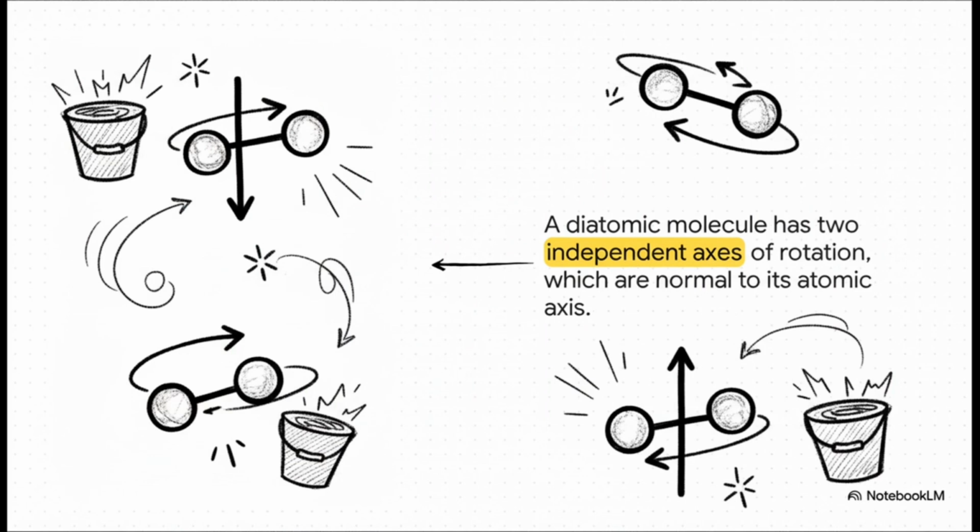And here you can see exactly what those 2 extra motions are. This 2-atom molecule can spin around a vertical axis, and it can spin around a horizontal axis. You can think of these rotations as extra buckets for the molecule to store energy in, on top of the energy it has just from flying through space.